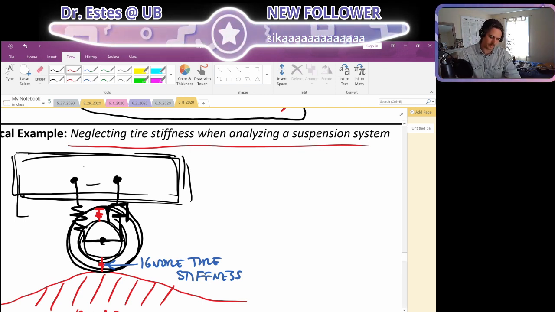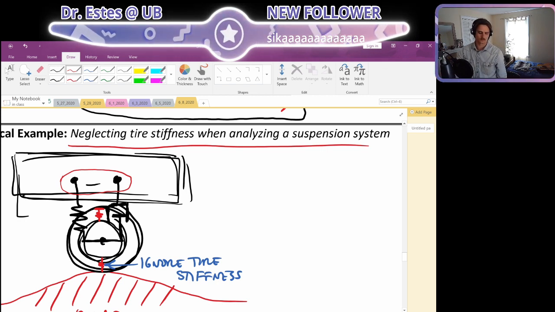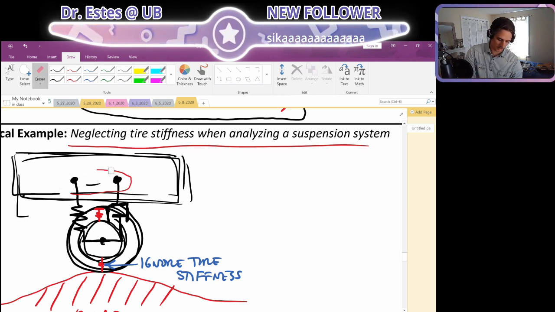This looks like a little face right here. Isn't that adorable? Okay, I'm getting rid of that.